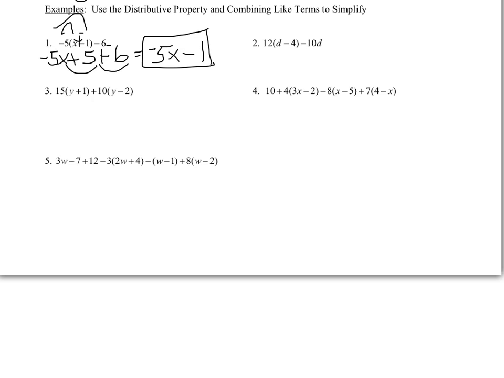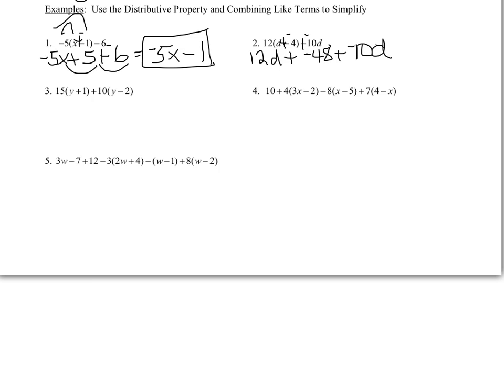Okay, let's look at number 2. You always want to get rid of your grouping symbols first, so here's where distributive property comes into play. If we want to make our lives a little easier, sometimes these problems are a little easier if you change all the subtraction to addition first, and the sign on the number right after. So this minus 4 becomes plus a negative 4. This minus 10d becomes plus a negative 10d. So when we do distributive, we're going to have 12d plus a negative 48 plus the negative 10d.